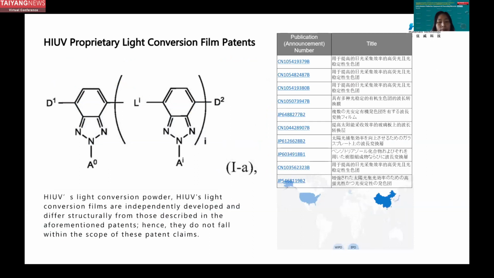Okay. This is a list of the patents that are currently open to the public. This is the structure of the patent nucleus. HIUV's current conversion film and powder are all self-developed, which is different from the structure of the conversion powder in the above-mentioned patents. Our conversion film is not within the scope of its patent claims.